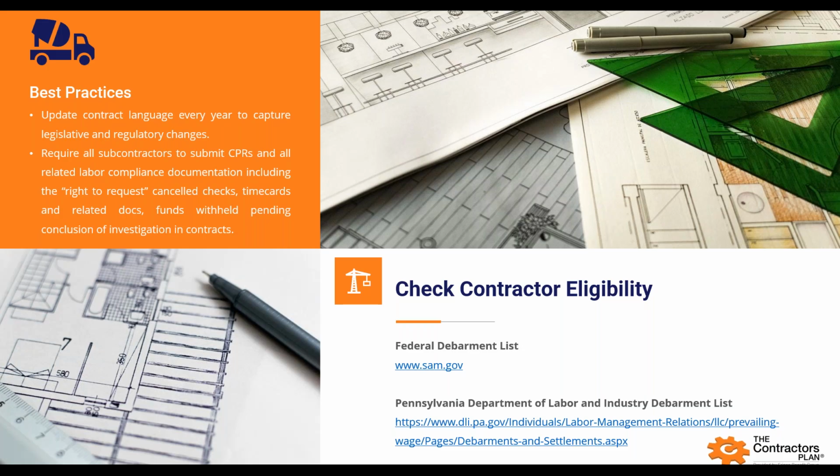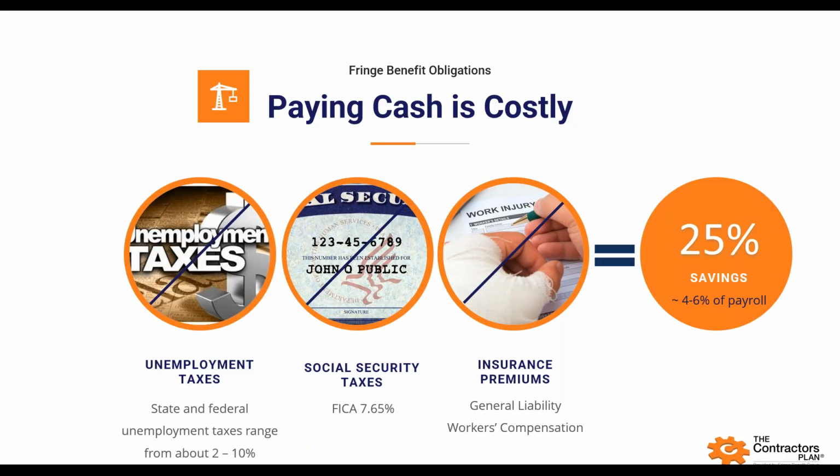Another important point is to check eligibility of your subs. So there's a federal debarment list at sam.gov. Most states, like Pennsylvania's here, have their own debarment list. And obviously, as a senior contractor or prime, you are liable for your subs and making sure they are not prohibited from working with you.